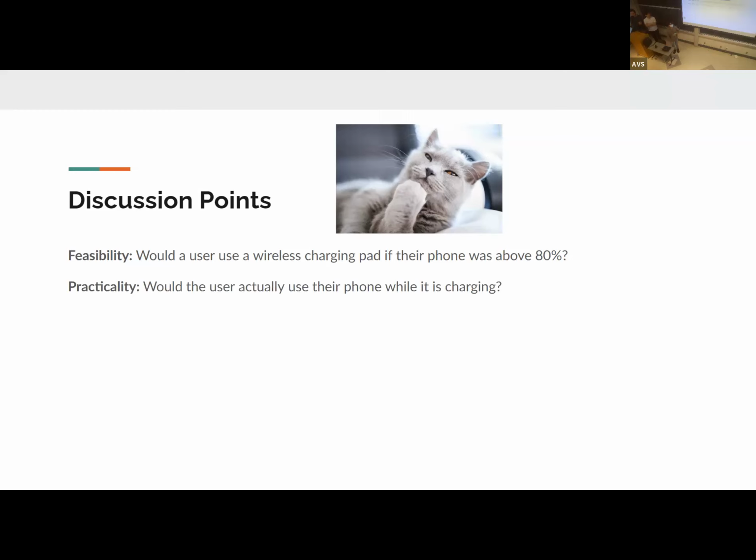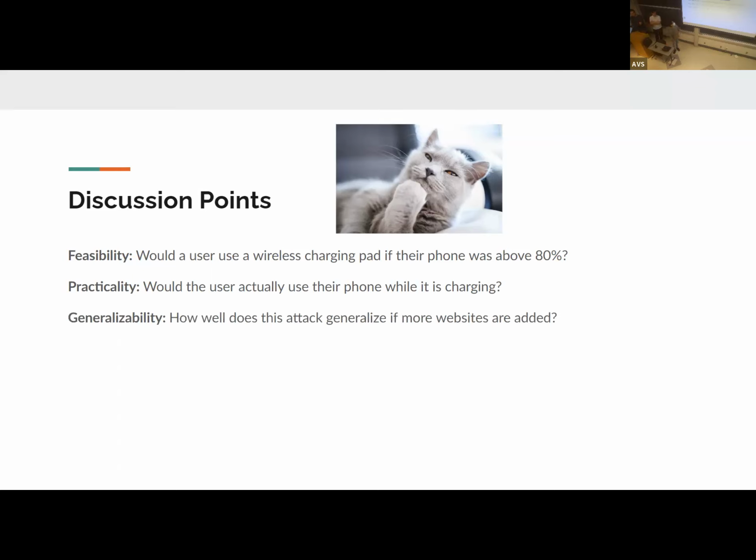Furthermore, we also have the issue of practicality. If a user does decide to charge their device, is it easy for them to use while it's charging? Because if we place it on a wireless charging pad, it's a bit awkward to try to type on it. And users will want to pick it up and type with it normally, which may limit the effectiveness of this attack and make it difficult to actually execute.